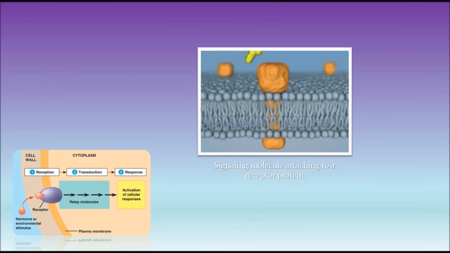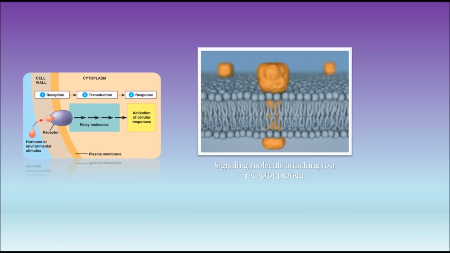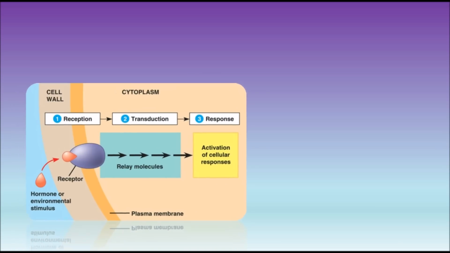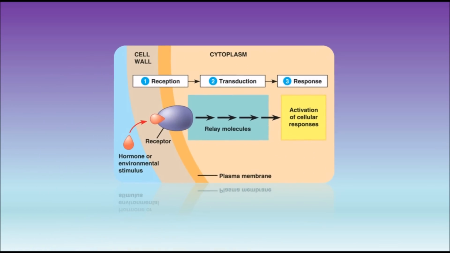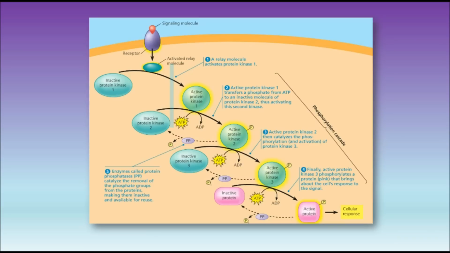Cells communicate by receiving signals. Membrane protein reception triggers pathways. Signal transduction pathways are a series of steps that lead to a response. After reception, transduction is a relay.